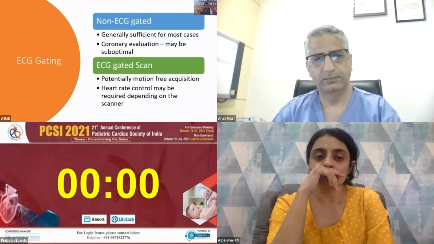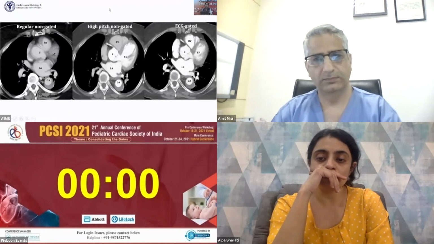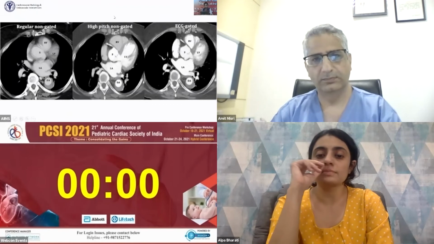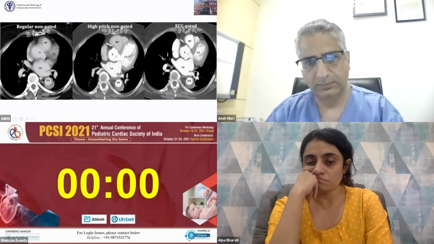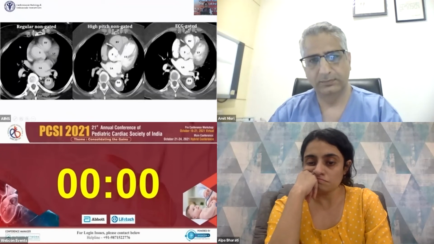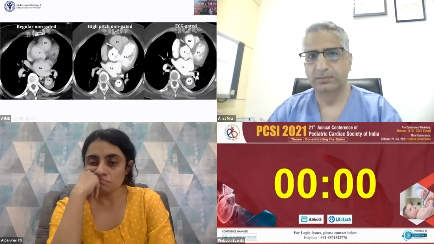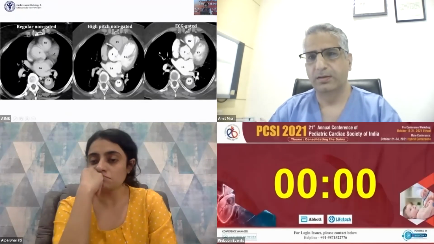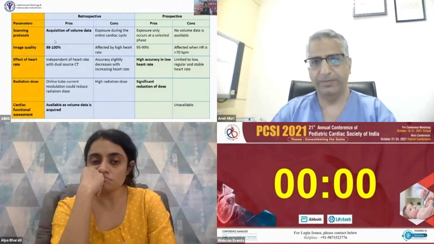So what we have done is, because we have a good scanner, some very high-end scanners have this high-pitch non-gated CT study, which allows spiral acquisition, which, like I told you, is done in half of a second. So it does not have any motion artifacts, either because of cardiac or respiratory movement. So you can just see the difference between regular non-gated, a high-pitch non-gated, and an ECG gated study done here. So you can, if you want a functional assessment.